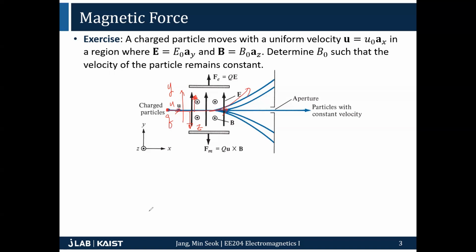So the question asks you how to balance between the magnetic force and the electric force, right? So the electric force amount is q E naught, and then the magnetic force, of course, is q u cross B, right? So in order to make it equal, they have to be the same. So then from this, you can easily obtain the amount of the B field.